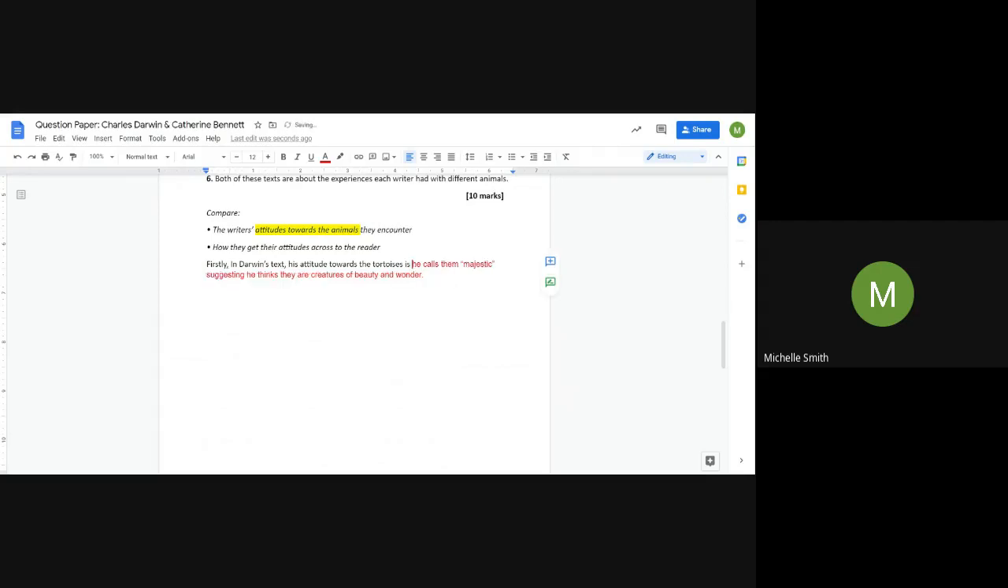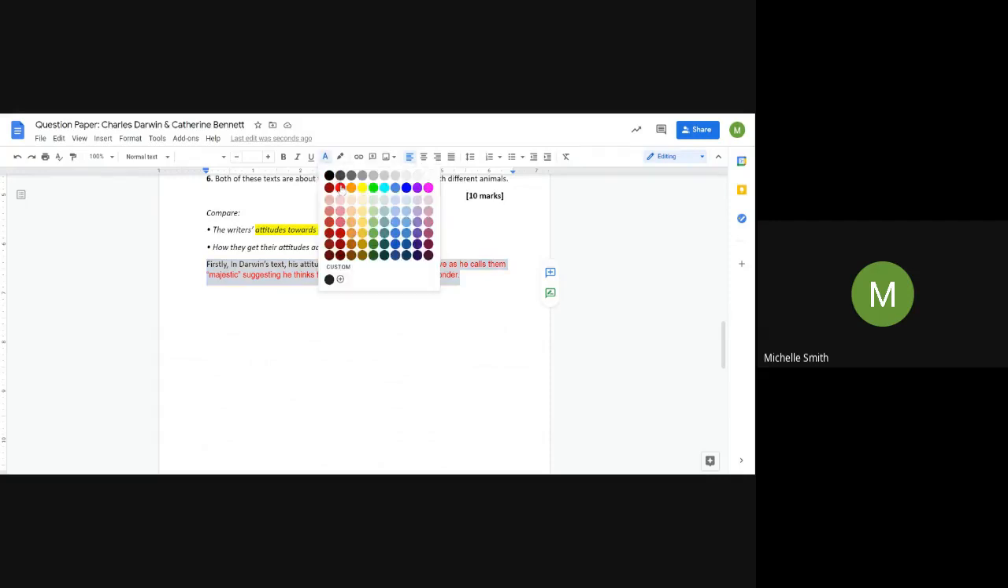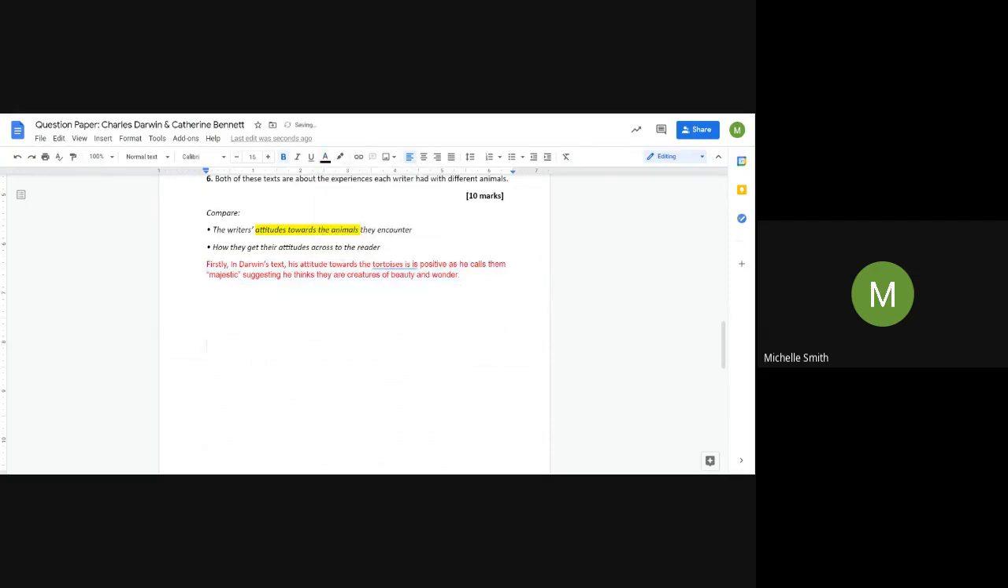So he calls them majestic. So in Darwin's text, his attitude towards the tortoises is positive, as he calls them majestic, suggesting he thinks they are creatures of beauty and wonder. Okay, so that is going to be my first response there.